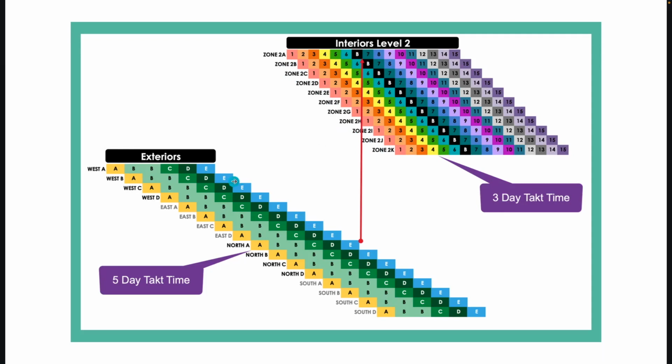You'll see other phases in the example. So the exteriors, for example, is still on a 5-day takt time. So your phases can have different takt times. And that's the purpose of this opening picture: the phase should have its overall takt time. And if it's a multi-train phase, then you will have the slowest trade on its own takt time, which will be the pace-setting takt time. But each phase will have its own unique takt time.